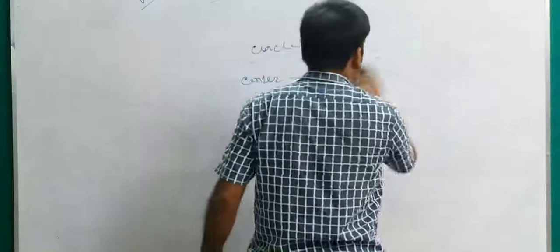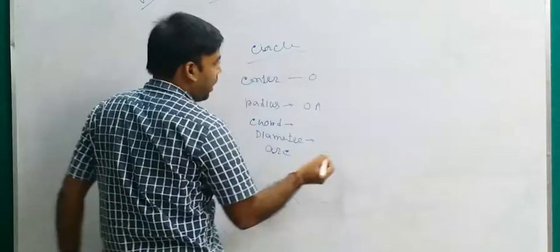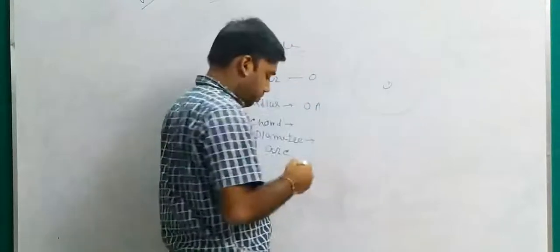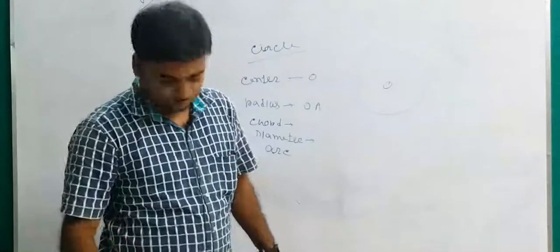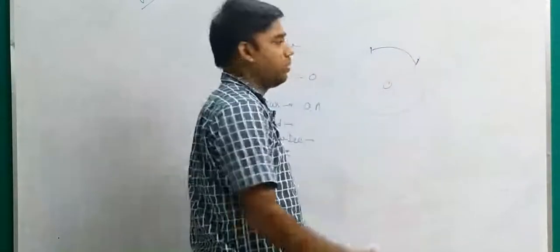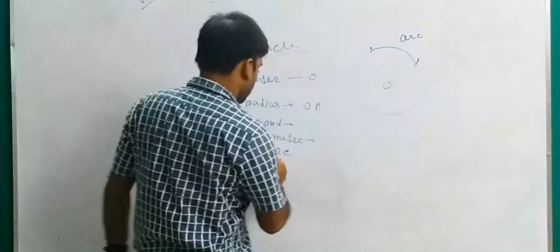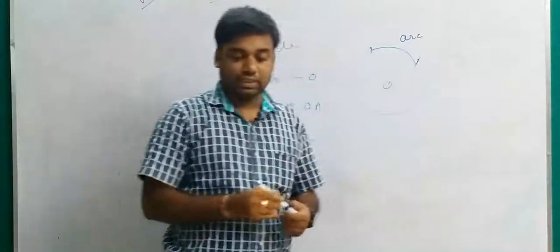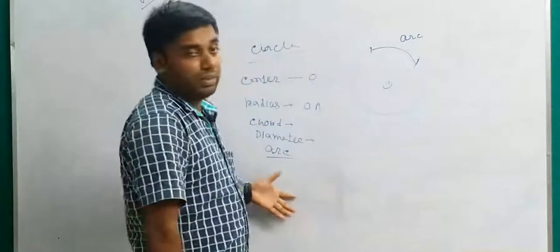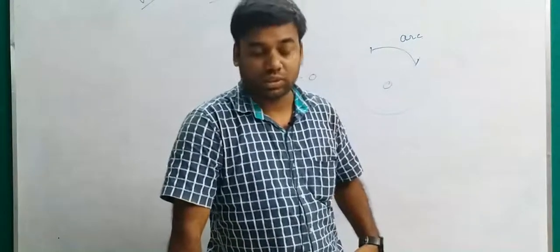Next, arc. What is an arc? An arc means a part of a circle. That part taken is called an arc. In class 6 these parts are in your syllabus. In higher classes we will learn what a sector is, and we will discuss many sums on sectors.